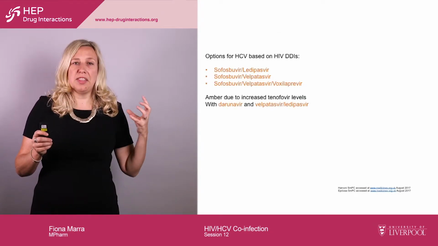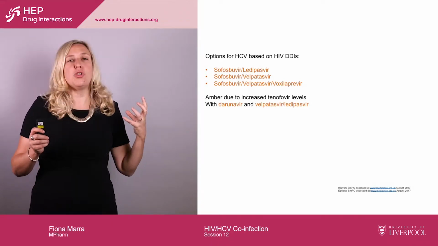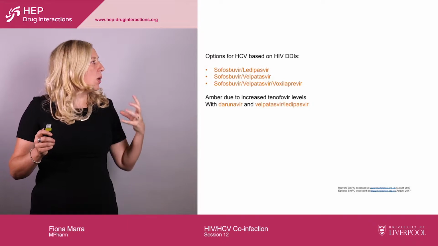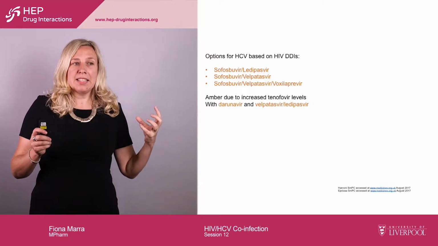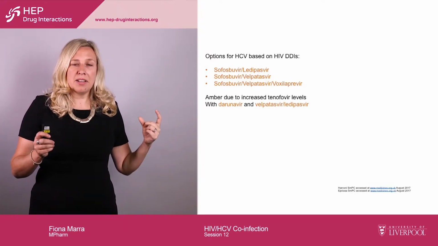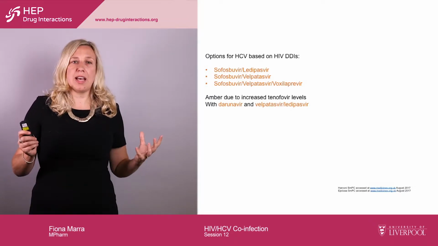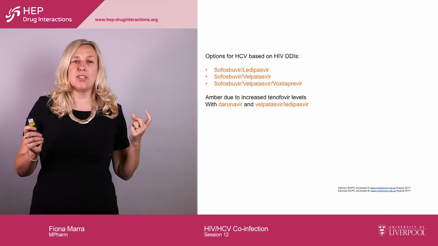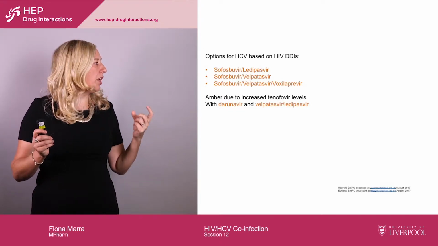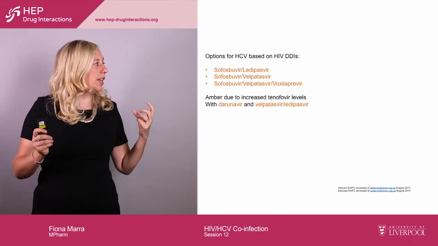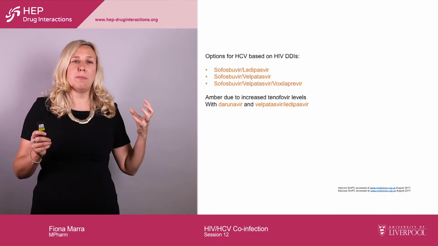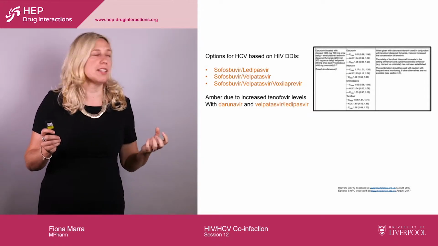So that leaves us with these three. So can we choose one of these three options to go ahead and treat our patient? They're not green interactions. Some of these are amber interactions. So why are they amber? What does that mean? So they're amber because of a potential increase in tenofovir levels with darunavir in combination with NS5A inhibitors, ledipasvir or velpatasvir. And that's because of a PGP inhibition drug interaction.